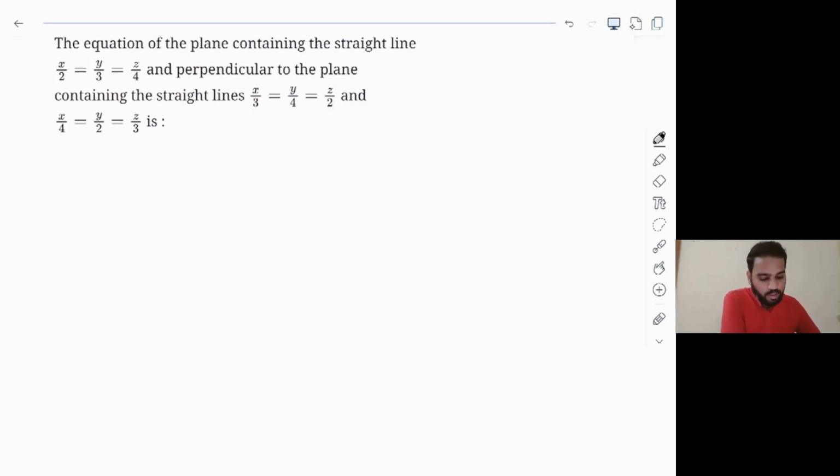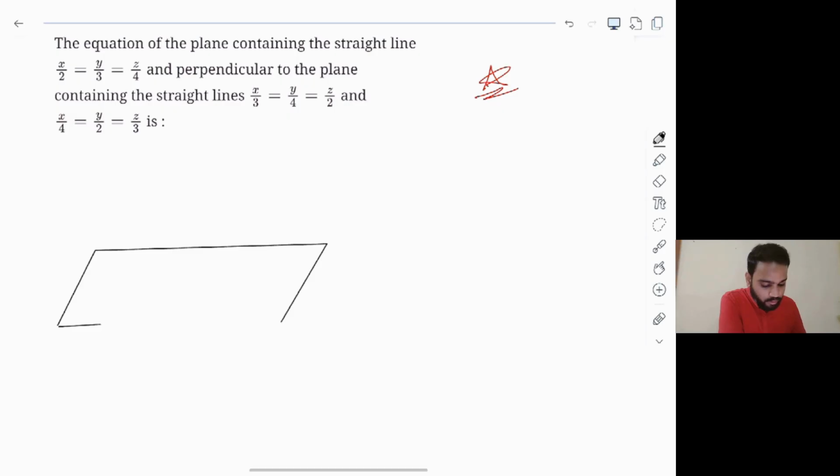The equation of the plane containing the straight line and also perpendicular to a plane containing two straight lines. Okay, again, this is one of the very important models which was asked in the PYQs. Very, very important. So once again, as I already told, if you draw the diagram perfectly, all the questions of the plane are almost easy to moderate. Okay, so I won't say all the questions will be easy. That's why I said easy to moderate.